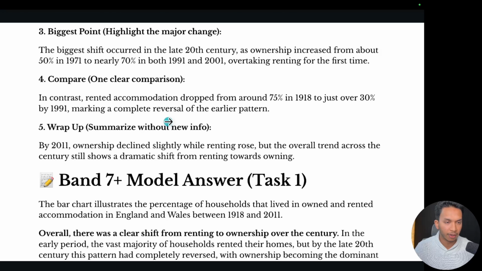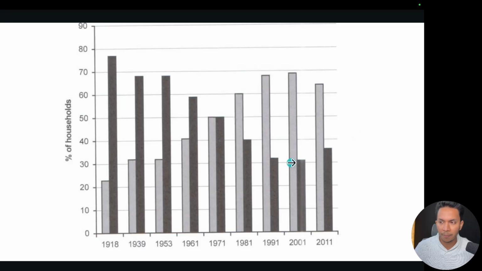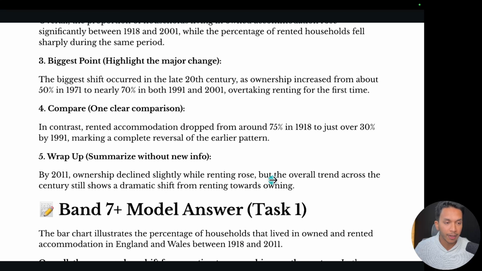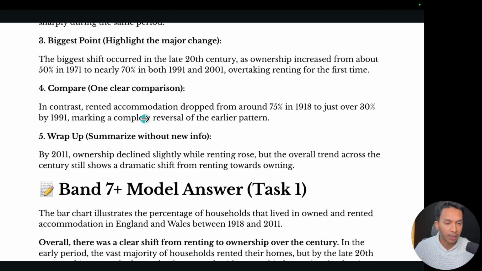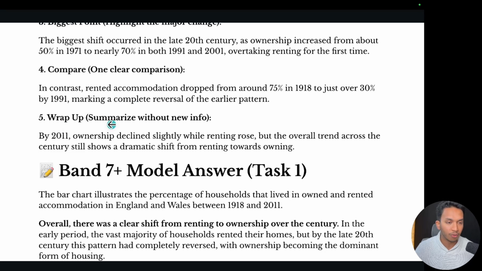Number 4 is the comparison. One clear comparison: what is that? The renters dropped from 1918 all the way down to 30% by 1991 and 2001. So in contrast, rented accommodation dropped from around 75% in 1918 to just 30% by 1991, marking a complete reversal of the earlier pattern. Number 5 is wrap it up, so summarize without new information.